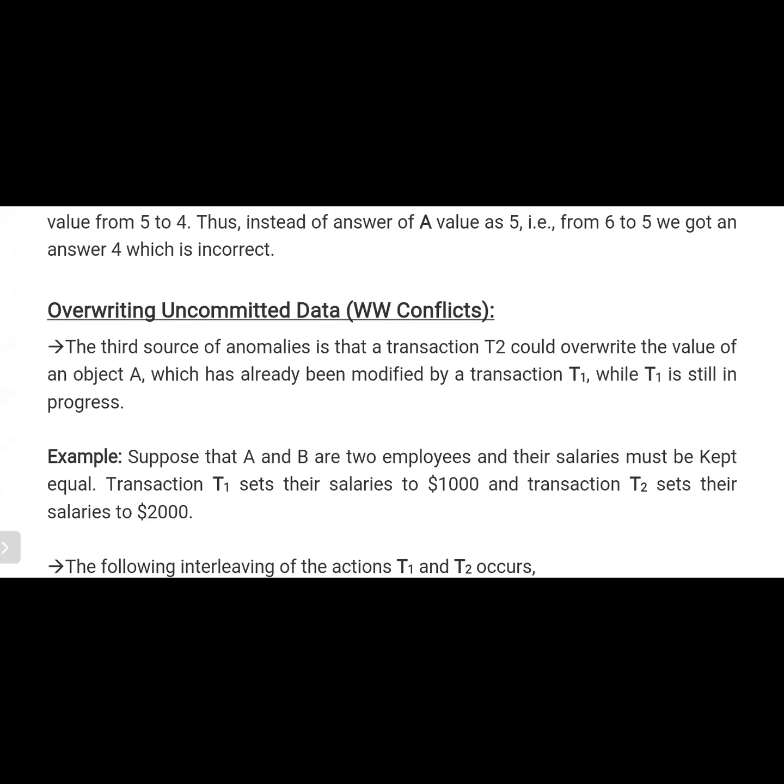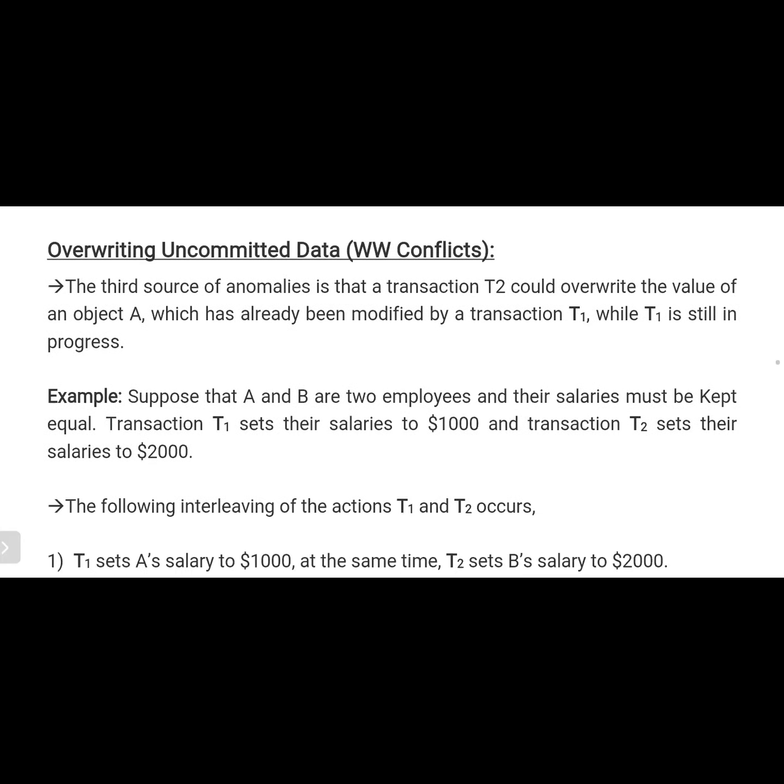For example, if it is a read-write conflict, T1 performs read and T2 performs write. If it is a write-read conflict, T1 performs write and T2 performs read. Now the write-write conflict: T1 performs the write operation and at the same time T2 also performs a write operation on the same data item. The third source of anomalies is that transaction T2 could overwrite the value of an object A which has already been modified by transaction T1 while T1 is still in progress.